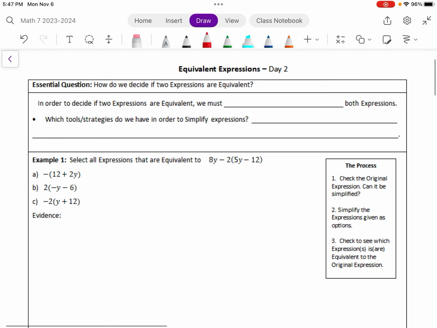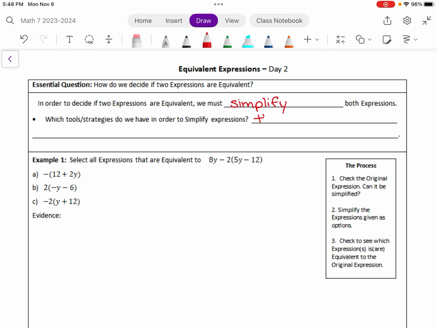Okay, so equivalent expressions, day 2. We're going to go over what we learned yesterday. In order to decide if two expressions are equivalent, we must simplify them. So we must simplify both expressions. Which tools and strategies do we have in order to simplify expressions?